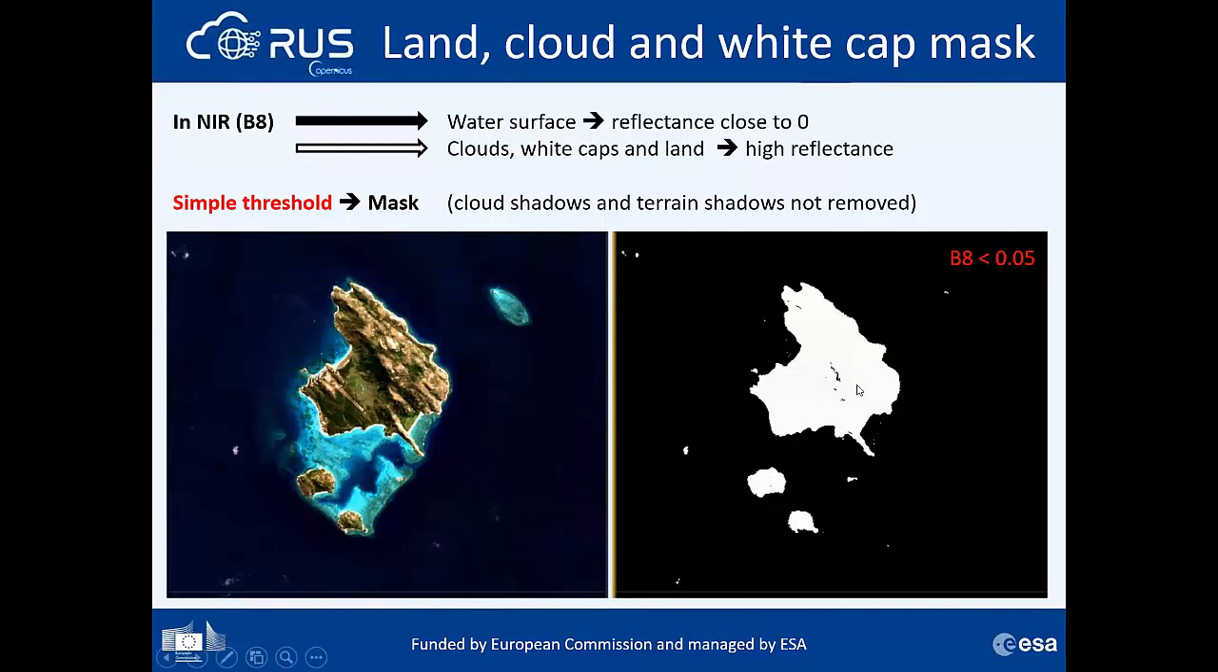And you can see that we have some residual values here. So it picks up nicely the clouds and all the land area. But we have, for example, terrain shadow contamination here. So that one will not be masked. So we will need to perform another little step to get rid of that. So let me go back.